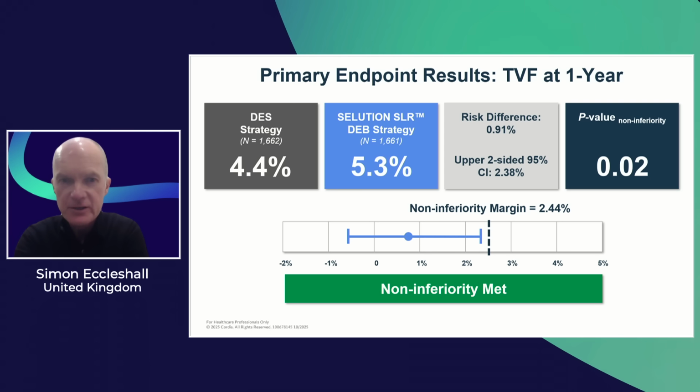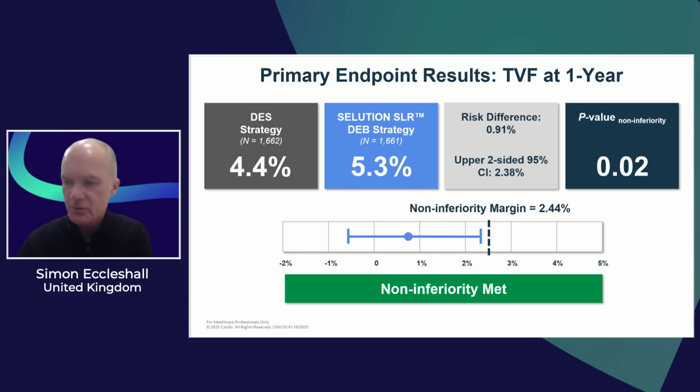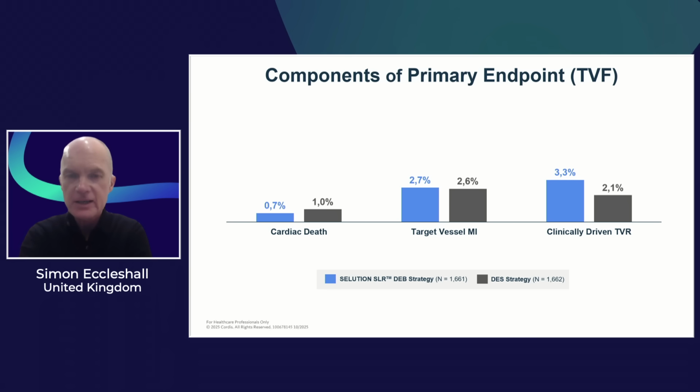Drug-eluting stent, target vessel failure 4.4, Selution DEB 5.3. So non-inferiority is met with a margin of 2.44 because that's what half of the actual event rate is, with a p-value, as you can see, of 0.02. So non-inferiority was met, which was obviously fantastic.